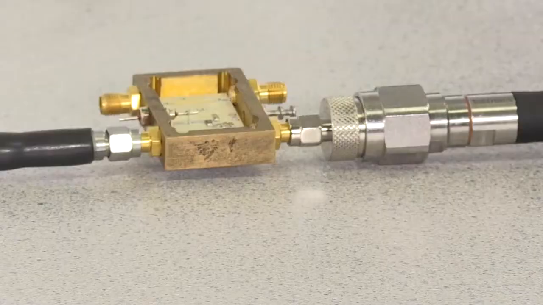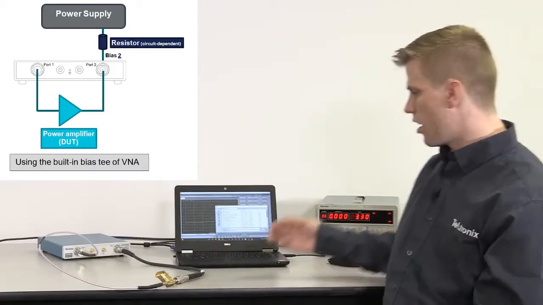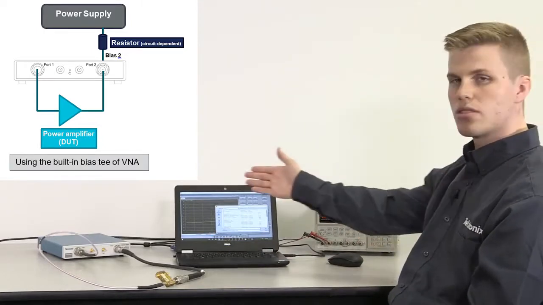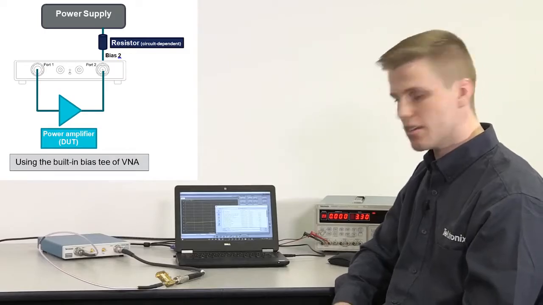Today, we're going to be taking a gain measurement of an amplifier using the built-in bias T of the TTR500 VNA. Here you can see I have an amplifier connected to the TTR500, and I'm using a power supply to source the bias T. Let's take a look at a gain measurement on VectorView PC.